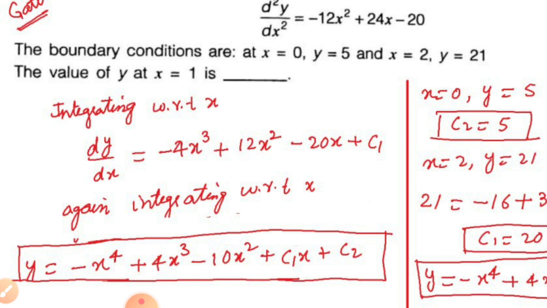And depending on the order of the differential equation, if the order is 1, then we will have only one constant term. If the order is 2, we will have two constant terms, and as the order increases, the number of constant terms in the solution of the differential equation will also increase.